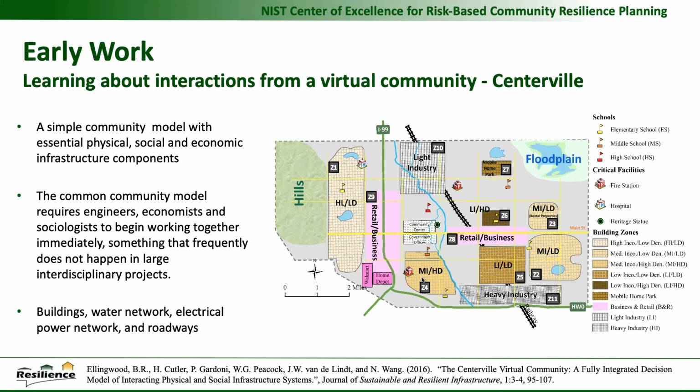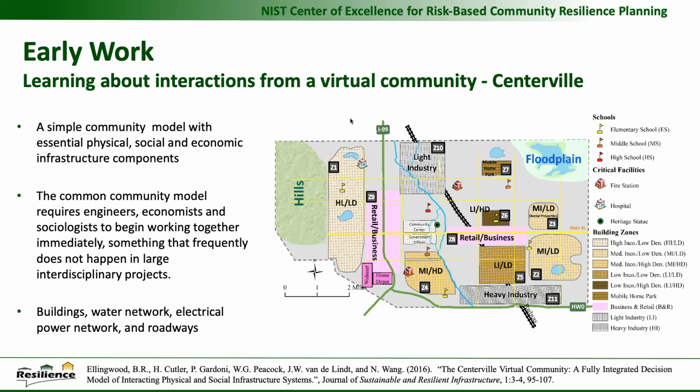So in some of the early work that we had the opportunity to conduct, we learned about the interactions from a virtual community. We named it Centerville, not realizing that there's actually somewhere between 20 and 30 Centervilles in the US, which we learned later, they're all over. And this was a simple community. So you can see, for example, this would be middle income, high density housing. It happens that one of the fire stations is nearby, and so all of this was numerically modeled. The idea was that it had an economy, it had a social structure, and then it had the physical infrastructure and topology, and the idea was to have a common community model where engineers, economists, and sociologists could work together and begin speaking the same language, to the extent that we actually developed a glossary to start to understand what the other was saying and what the other was referring to.